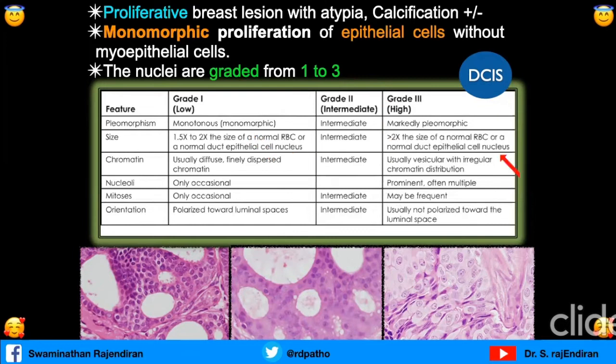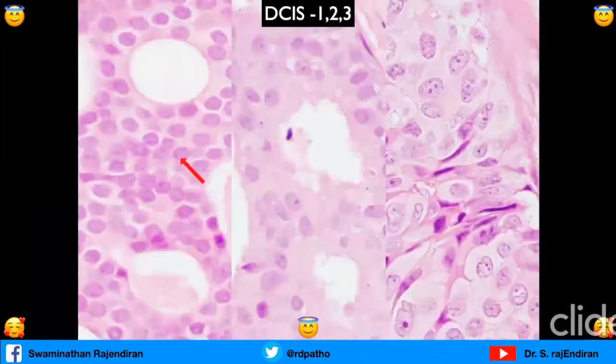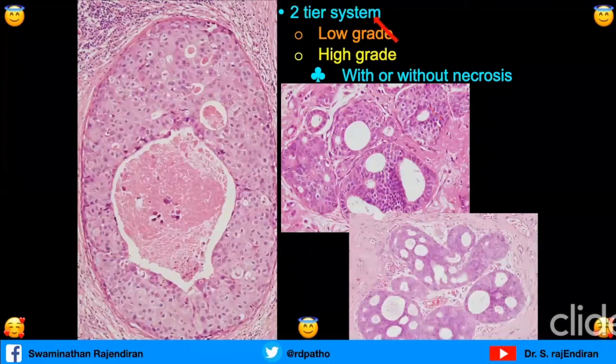That's why I don't like the 3-tier system. No criteria. Grade 2, intermediate, intermediate, intermediate. It's sometimes difficult to decide when to call grade 1 and grade 2. This is a picture to show you high power, grade 1, grade 2, and grade 3. Grade 1 is easy, grade 3 is easy, grade 2 you push to either grade 1 or grade 3. That's why now they are going for a 2-tier system, low grade and high grade. And when it is high grade, with necrosis and without necrosis. Here you can see with necrosis, here without necrosis.